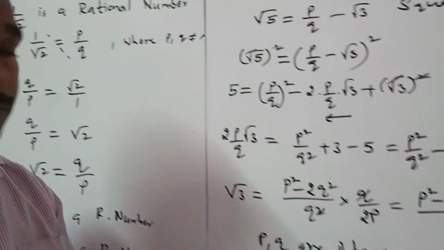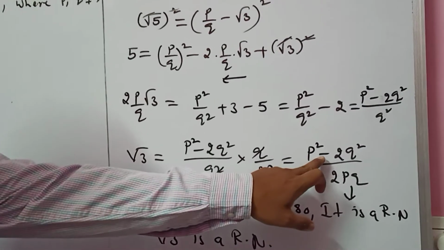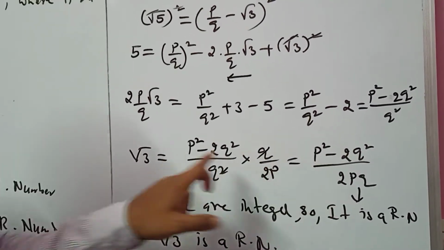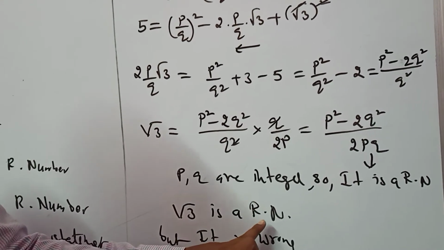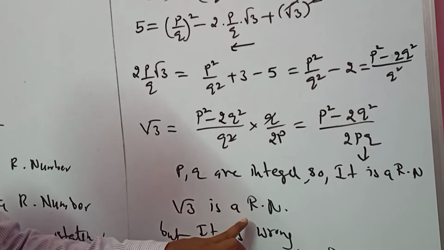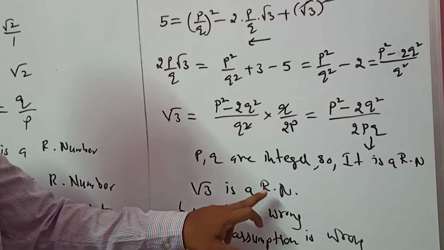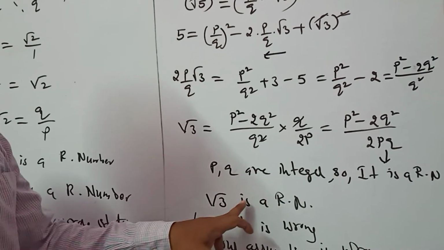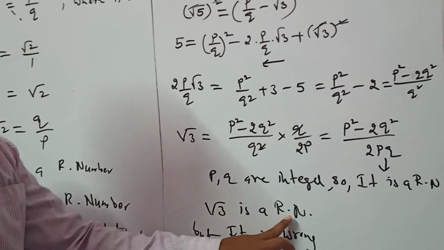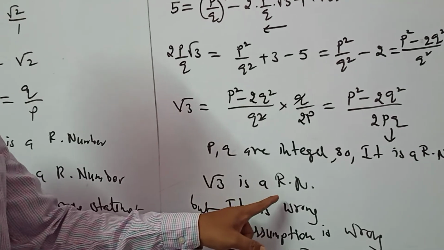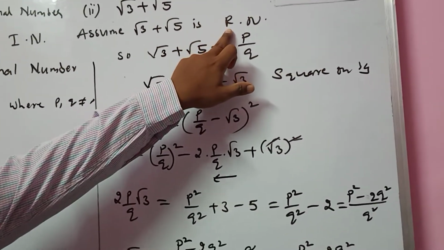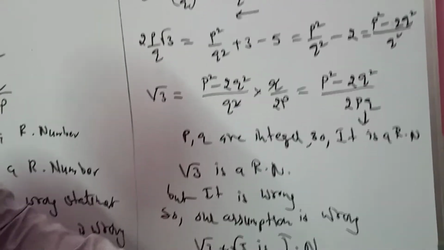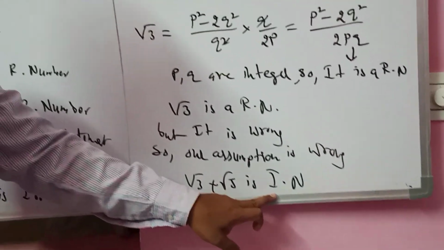Okay. Here we got this is a rational number. That means root 3 is a rational number. Root 3 is rational? No, wrong. This is wrong. Why? We got root 3 is a rational number, but it is wrong. This wrong statement we got by assuming root 3 plus root 5 is rational. So root 3 plus root 5 is an irrational number.